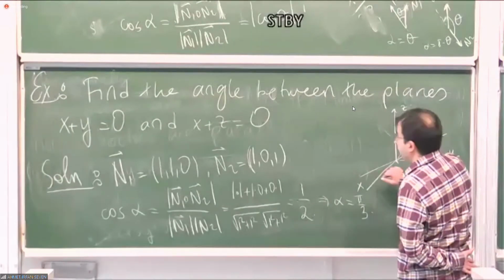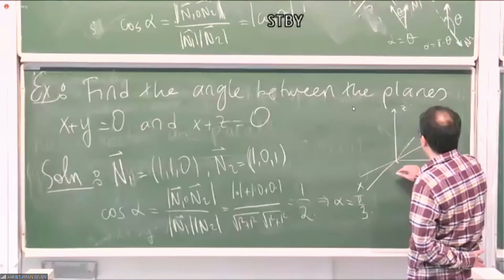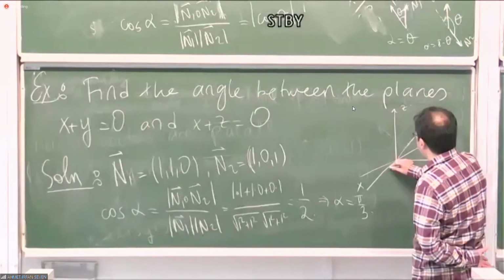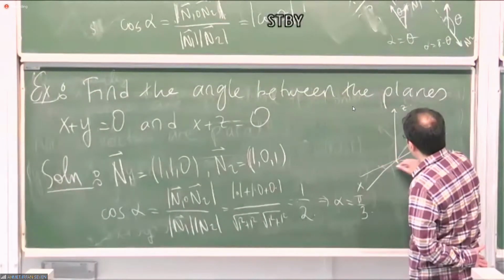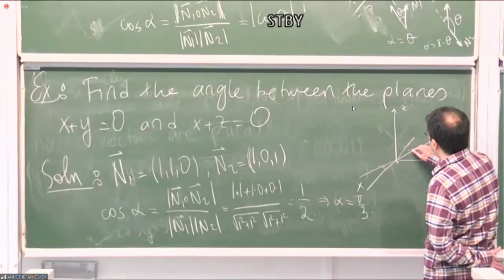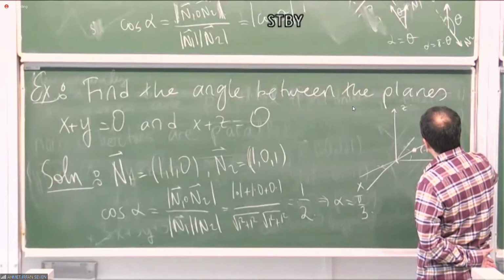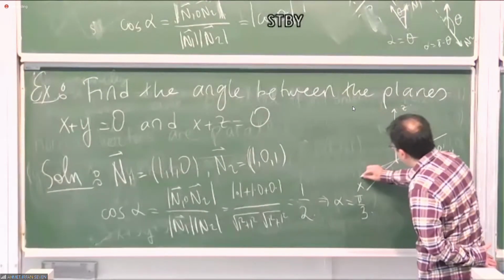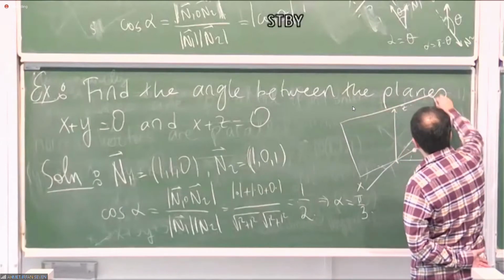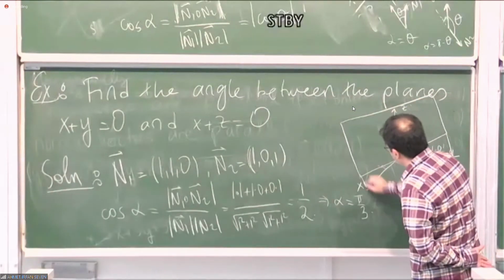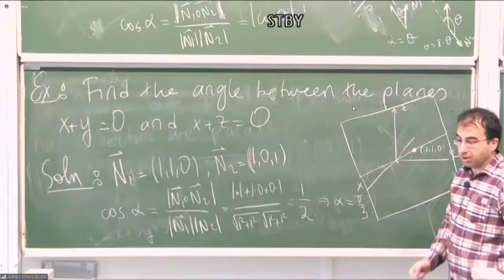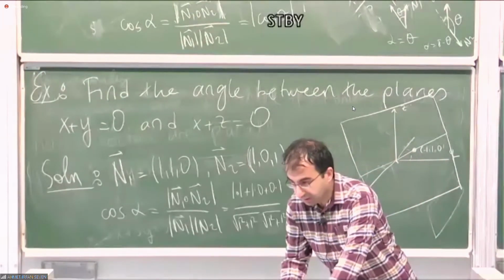And so x plus y equals 0. For example, x is 1, y is minus 1 will be in here, or x is minus 1, y is 1. For example, minus 1, 1, 0 will be on it. And then this plane will be like that. So diagonal, it becomes at the diagonal.